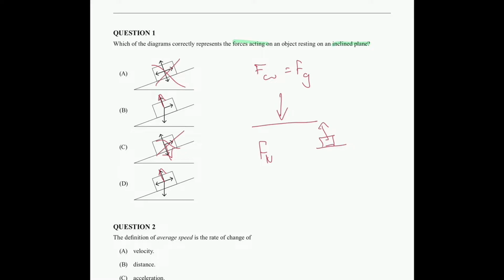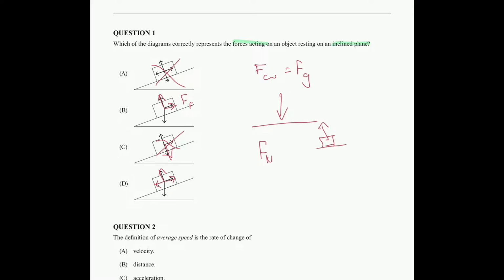Now, the other force I'm going to look for is the force of friction. So it's the force that's stopping our object from moving down the slope. So it's the opposite direction to that. So here we can see our force of friction, F, F, and also here we can see our force of friction. But what we also do have is a force opposite our force of friction in D.